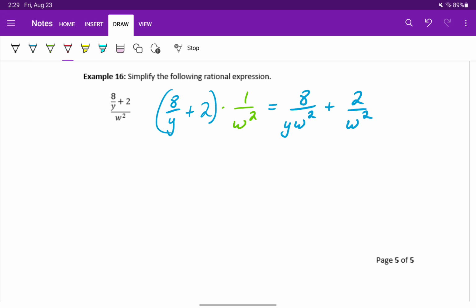In this case, we only need to update the second term, the second rational expression, because when we multiply that by y over y, now our two rational expressions have a common denominator. So adding this together, we'll have 8 plus 2y over yw squared as our final answer.